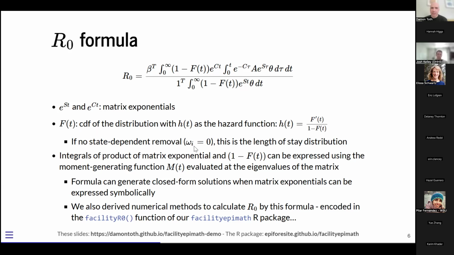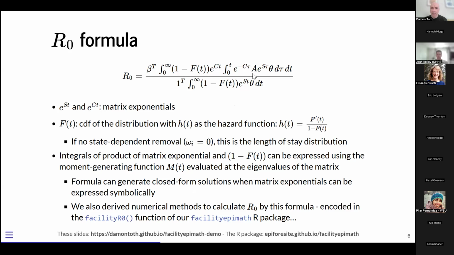If we don't have state-dependent removal rates, if you're modeling discharge using only that H of t, then F of t is the CDF of the length of stay distribution. And then the equation involves these integrals that are products of a matrix exponential and 1 minus F of t, which is a survival function of a distribution. And so those integrals can be expressed using the moment generating function of that distribution evaluated at the eigenvalues.